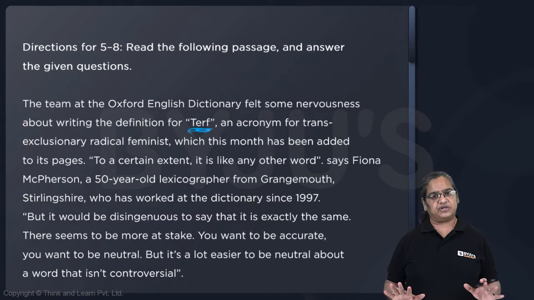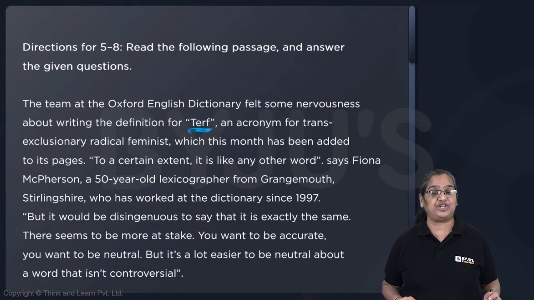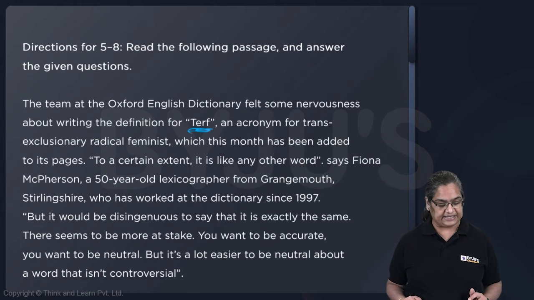So this is what one of the workers of the dictionary says, that it's like any other word. TERF is like any other word in one way. But it would be disingenuous. It would be wrong. Ingenuous means innocent, naive. It would be wrong or shrewd to say that it is exactly the same. It would be wrong to say it's exactly the same. It's like other words, but in many ways, it's not exactly the same.